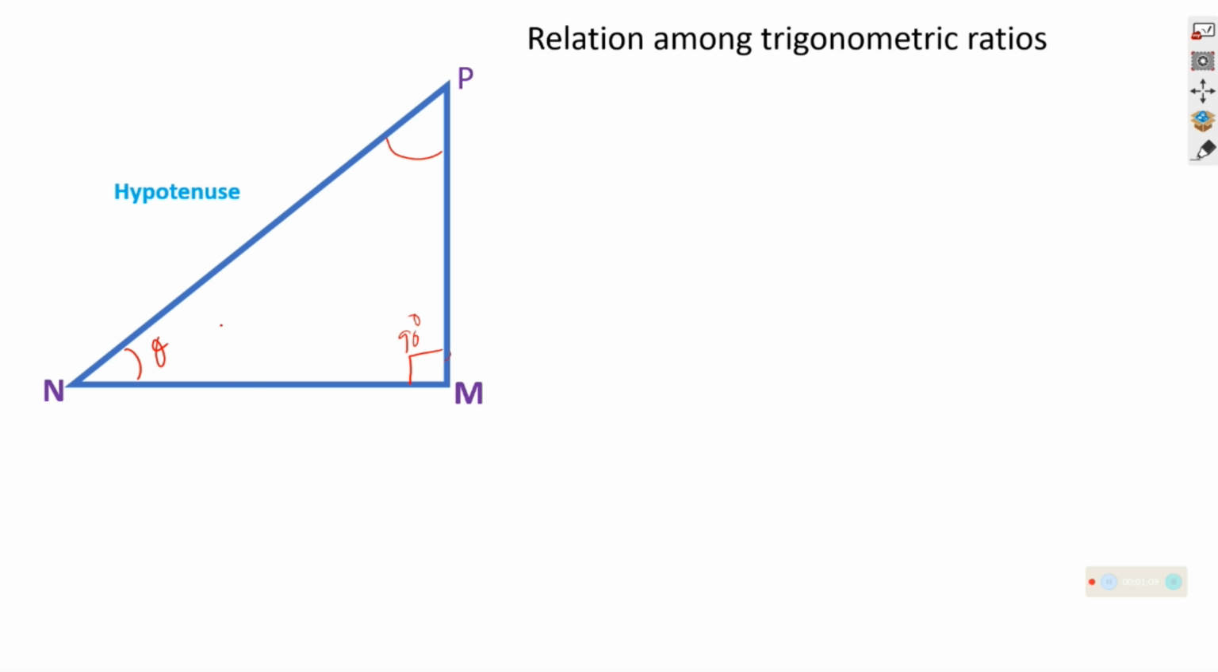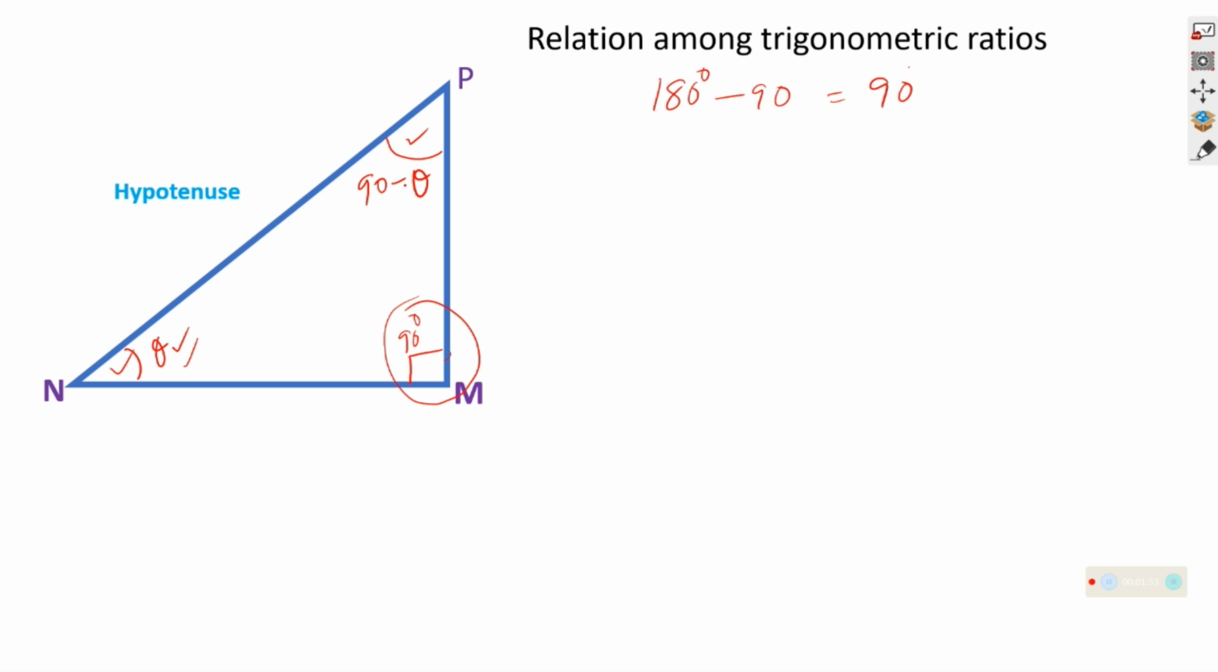We know that in a triangle the sum of the three angles is equal to 180 degree. Naturally, if you subtract this one, it will become 180 minus 90, which is equal to 90 degree, the sum of this angle and this angle. Of that, theta is this angle, which means this will be 90 minus theta. So if this angle is 90 degree and this has a measure theta degree, naturally angle P will be equal to 90 minus theta. This much you should keep clearly in your mind.